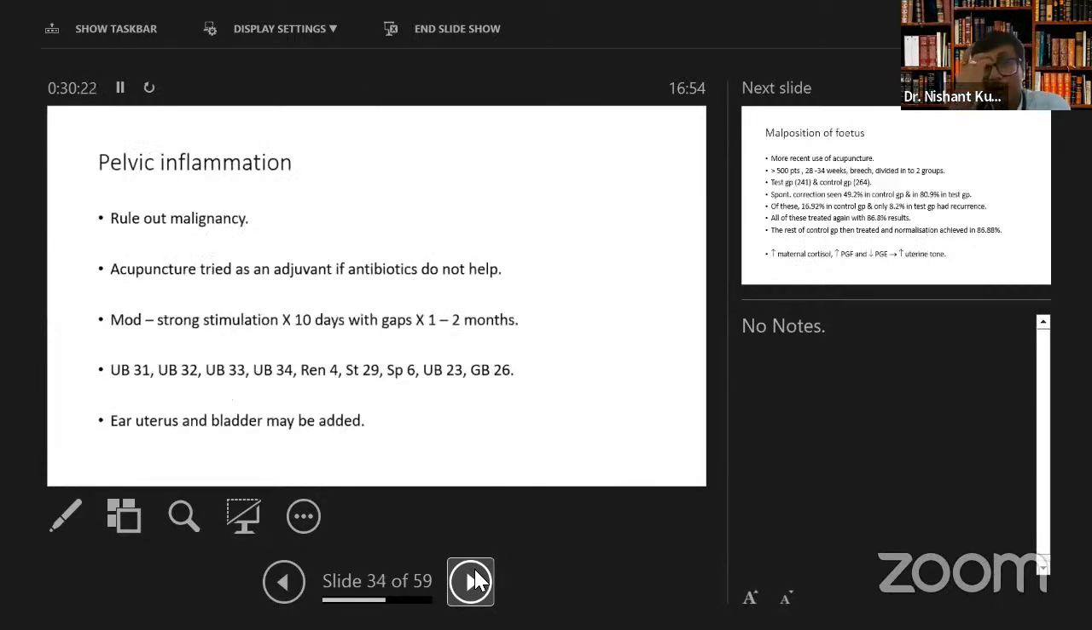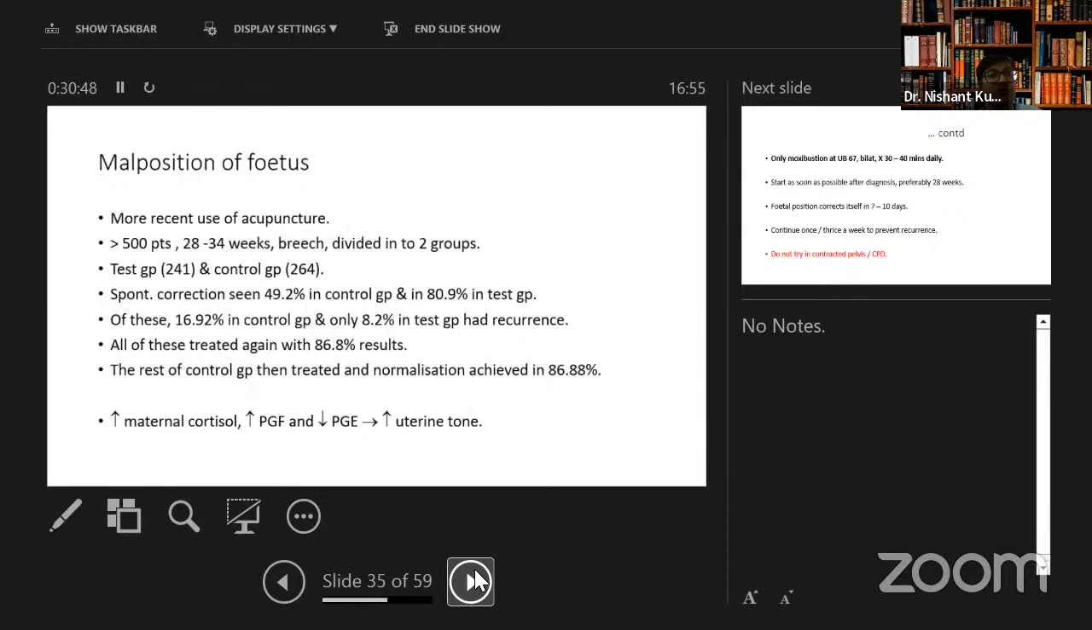Okay. For pelvic inflammatory disease, you use the back points if you have radiation of the pain to the back. So UB 31, 32, 33, 34, again Ren 3 to 5, stomach 29, spleen 6. So for these conditions, Ren 3, Ren 4, Ren 5, stomach 29, spleen 6. These are the points with which you can start therapy. Okay. And obviously for chronic conditions, the ear can be used.